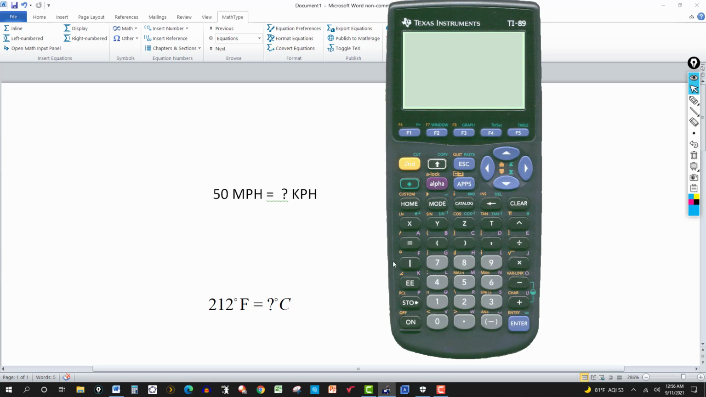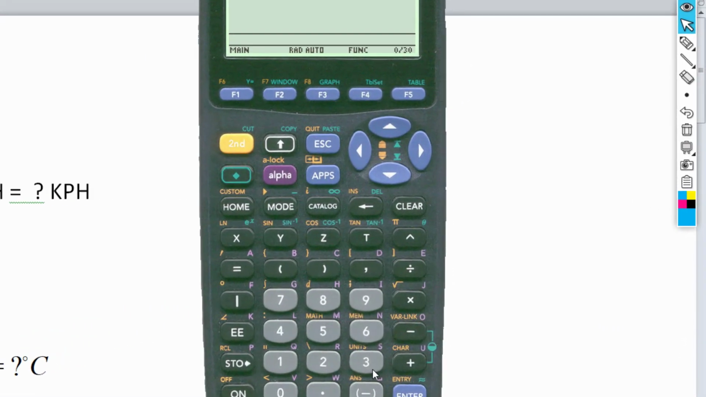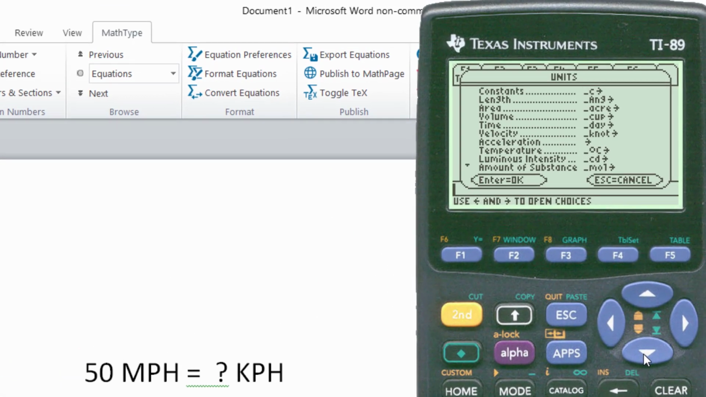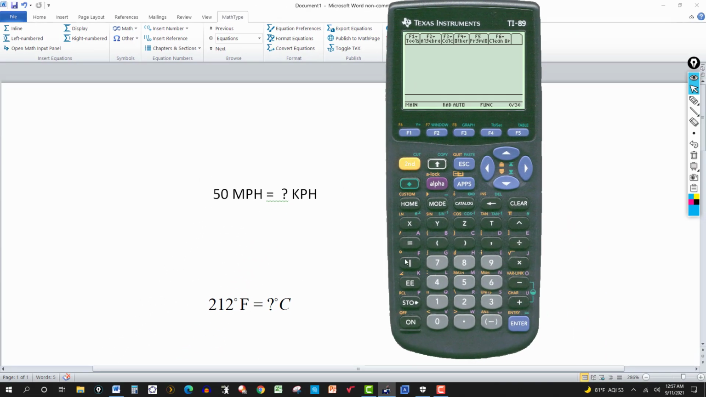So we'll turn it on first here. And then over here, right above the 3 on the keyboard, we want to access the units, so get the second key. And then we get to this menu right here. So we're looking for speed, so that's velocity. So we go down to velocity. And I guess I need to get out of here first, and I have to enter the 50 first. So let me enter 50. I want 50 miles per hour in terms of kilometers per hour.